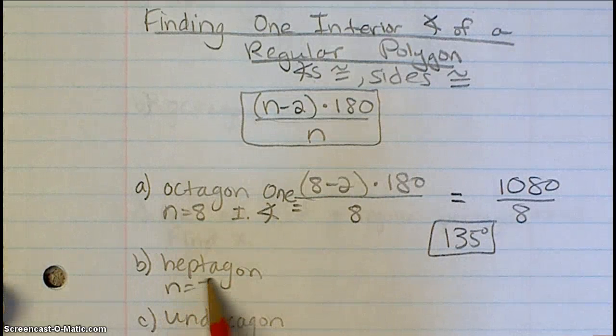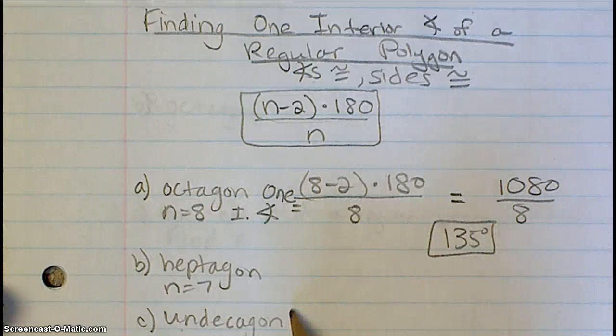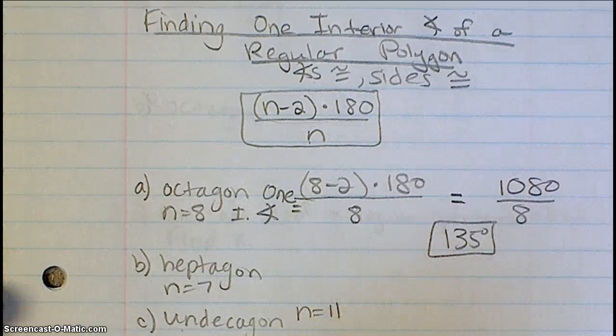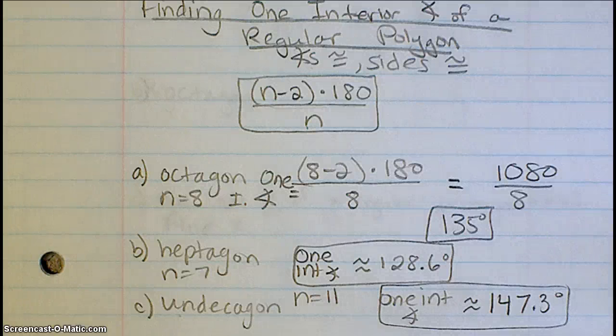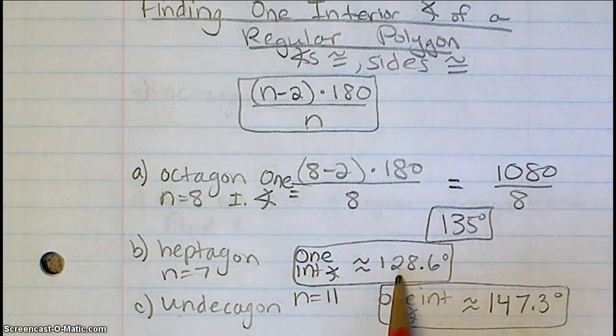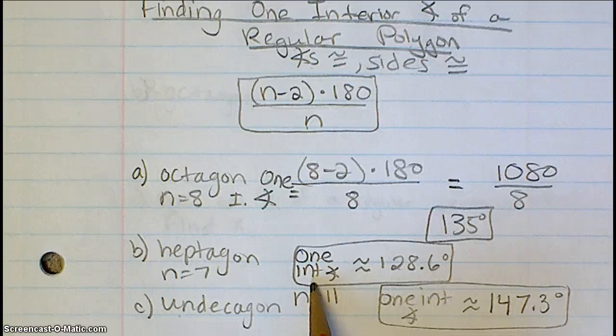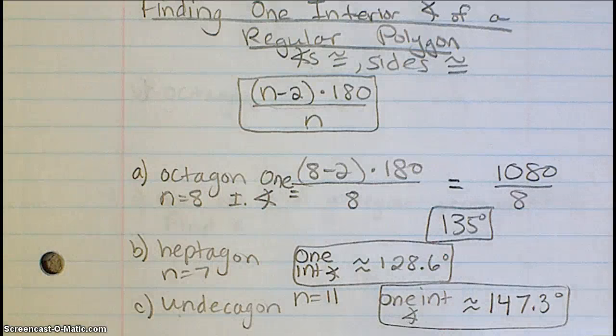Now try it for a heptagon, n equals 7, and an undecagon, n equals 11. When you plug into the formula, you should get 128.6 degrees for one interior angle of a regular heptagon. And then for a regular undecagon, you should get that one interior angle is 147.3 degrees.